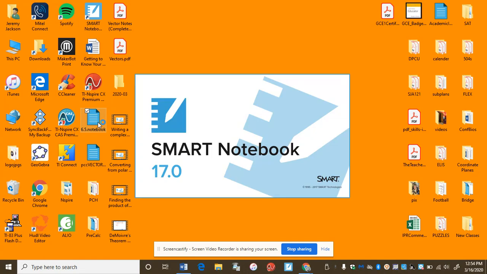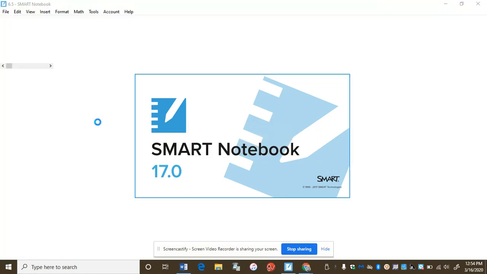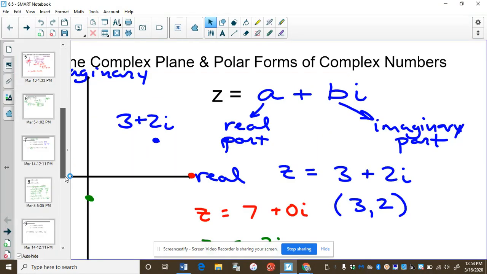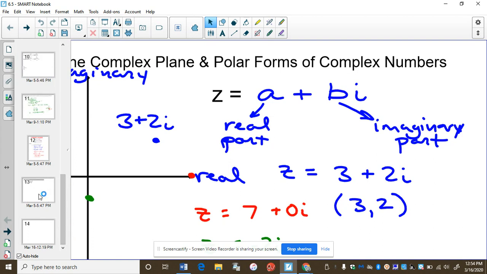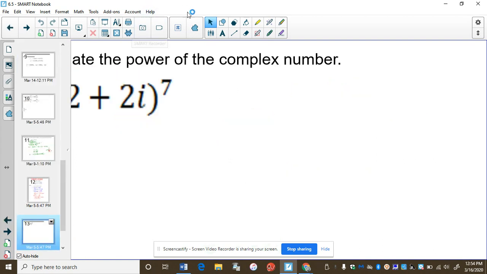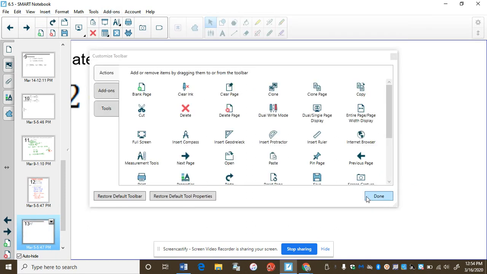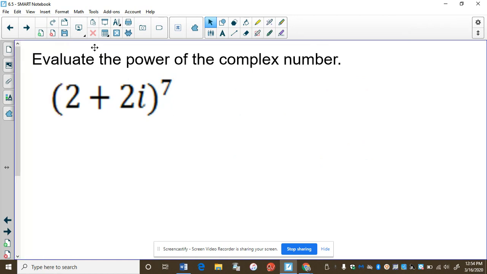Okay. One more example in this topic to talk about. We'll harken back to something we saw back in chapter 1. So this is an interesting one, I think. So here we have a problem that says, here we go. Evaluate the power of the complex number.